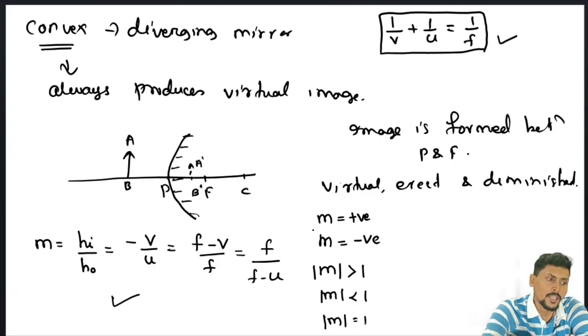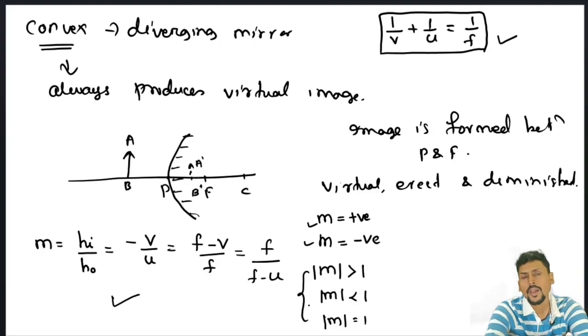The sign of magnification tells us whether the image is virtual or real, direct or inverted. And the magnitude of the numerical value of magnification tells us whether the image is enlarged or diminished or it is of the same size as the object. So these are the important points, important concepts of this chapter. I hope that all of you have revised all these concepts.